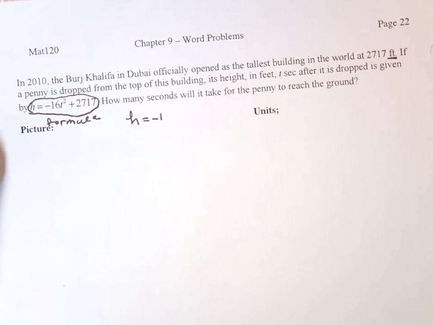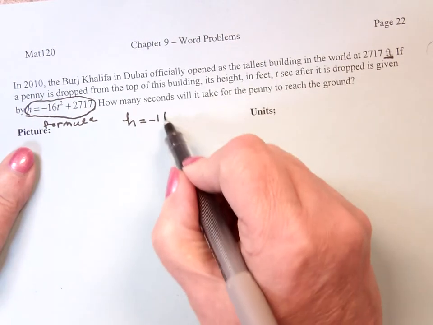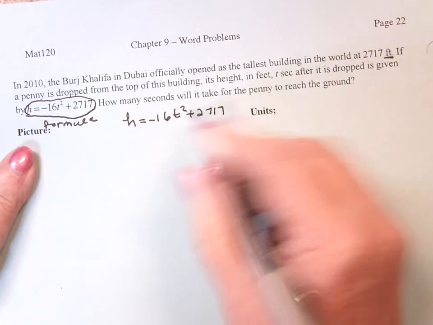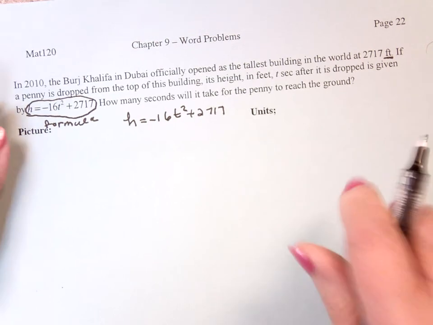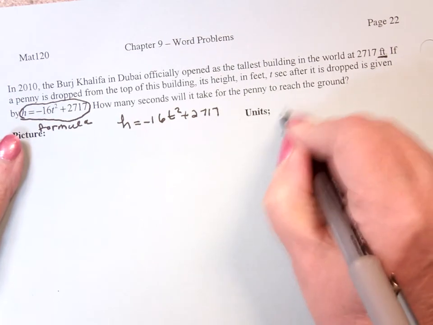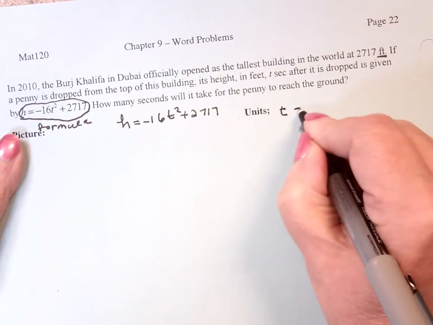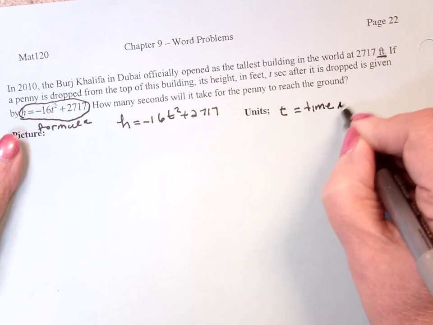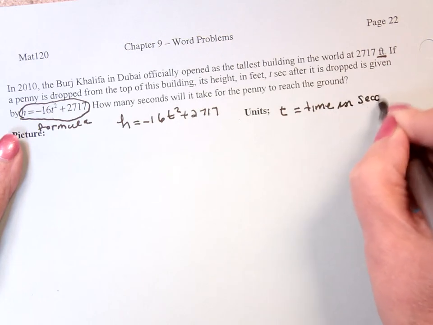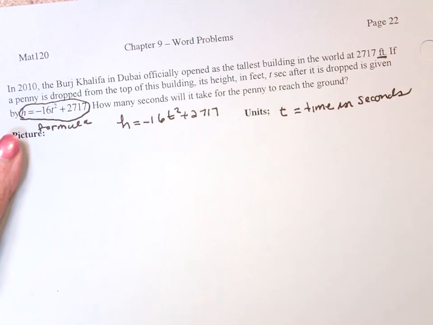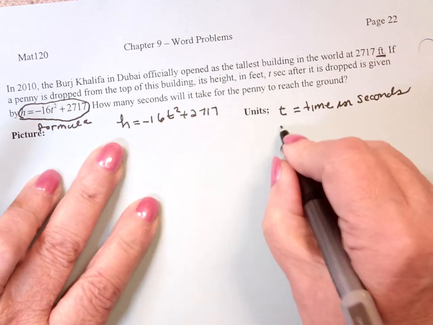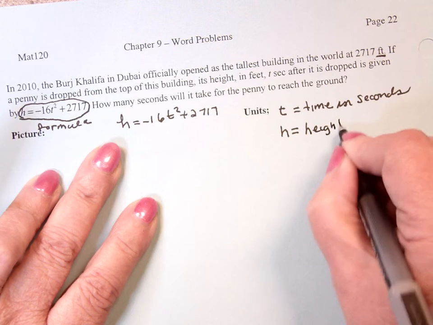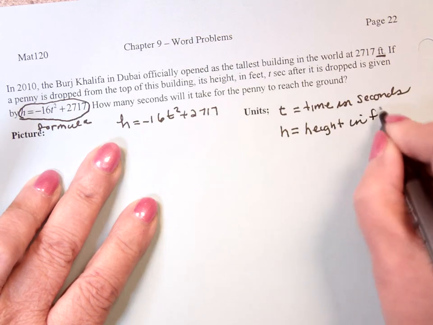So h is equal to negative 16 t squared plus 2717. I've got two variables, and this is where you need to keep track of things. I have t, and t is time, and the units in time is going to be in seconds. The second variable in my formula is h, and h is height, and it's going to be in feet.